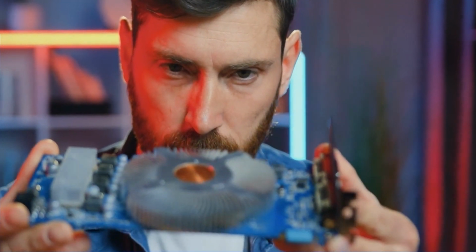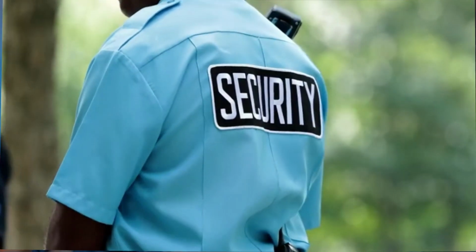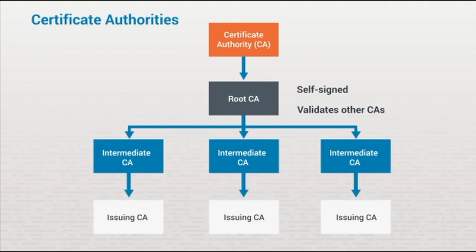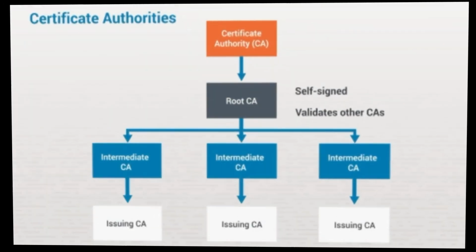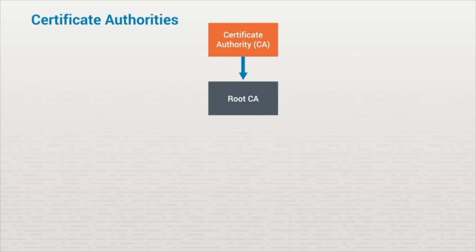To fully understand how certificates work, you need to understand how CAs are set up. To increase security, CAs operate in a hierarchy of multiple CAs. This is done so that if one of the CAs is compromised, only the certificates it issued need to be revalidated. The first CA is a root CA. This is a self-signed certificate and is used to validate additional CAs.